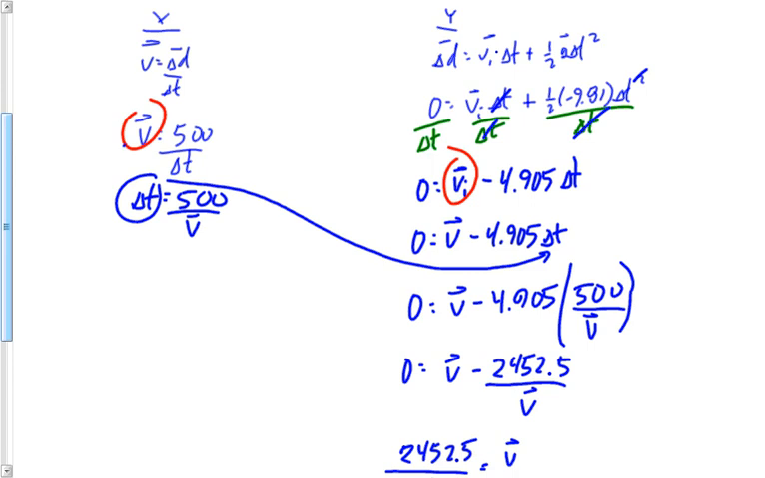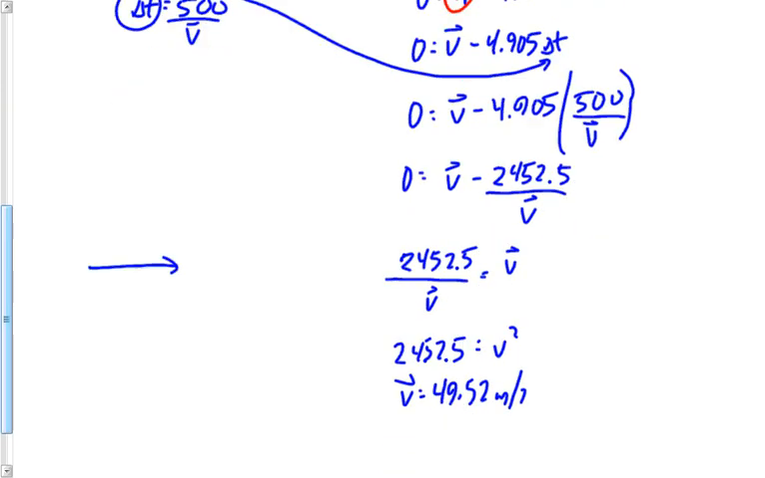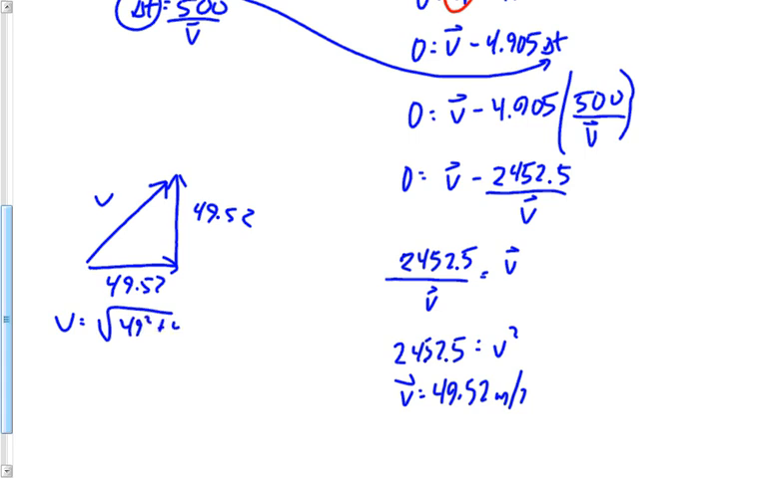What am I looking for? If this is 49.52, the horizontal, and the vertical is 49.52, how fast is this? That's what I'm looking for, right? So V is equal to the square root of 49 squared plus 49 squared. And I think it works out to be, what was it, 60 or something like that? 70 meters per second? Good?